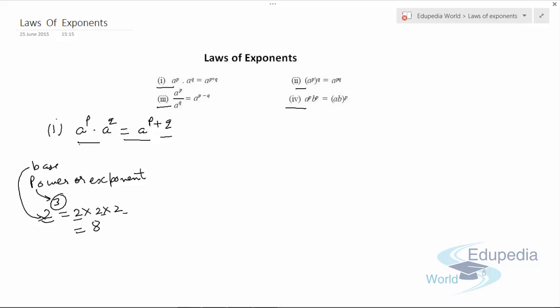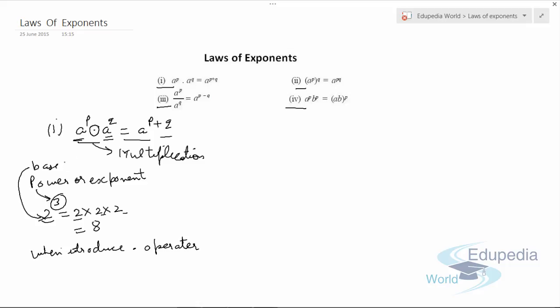Now in this law we also express a dot function. In mathematics, let me clarify, when we introduce a dot operator between two variables, it always implies multiplication. So always keep this thing in mind. Whenever we introduce a dot between two variables, it always implies multiplication.